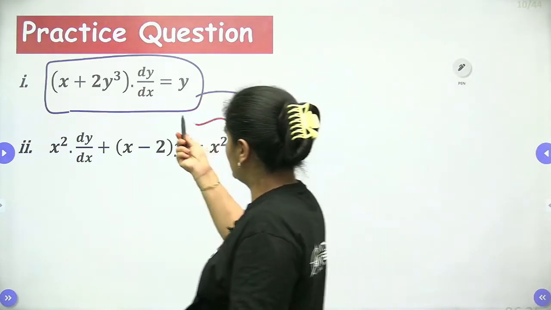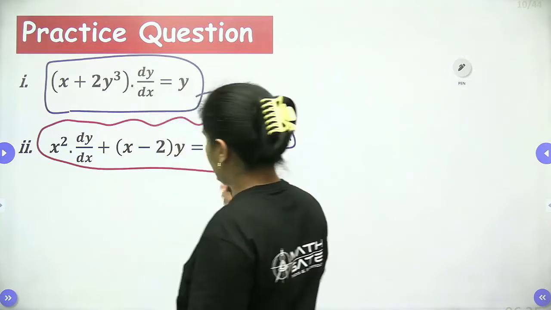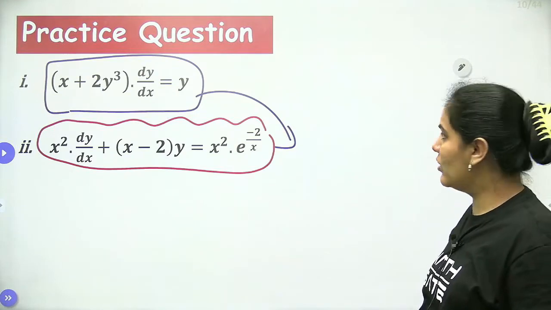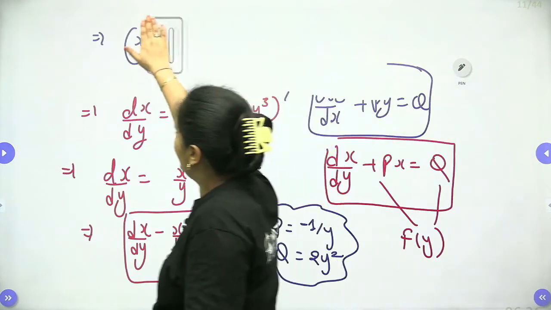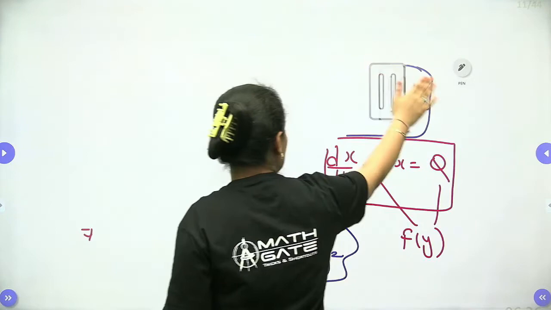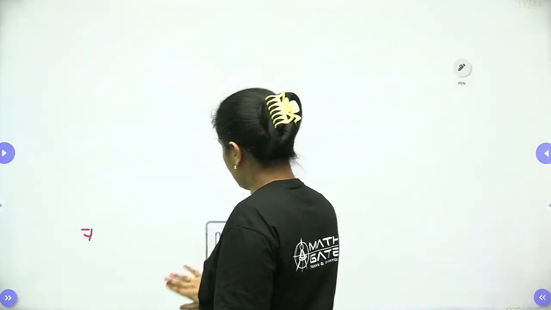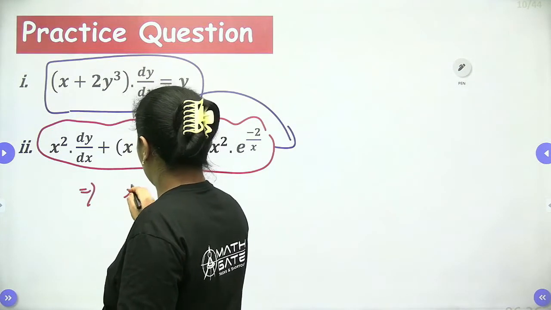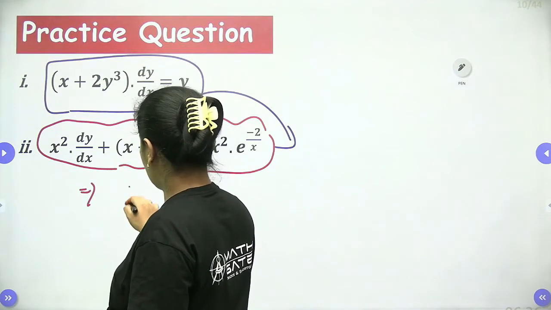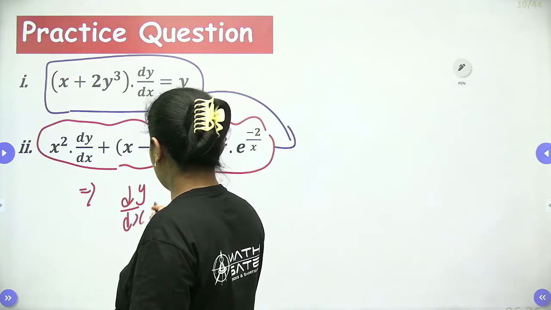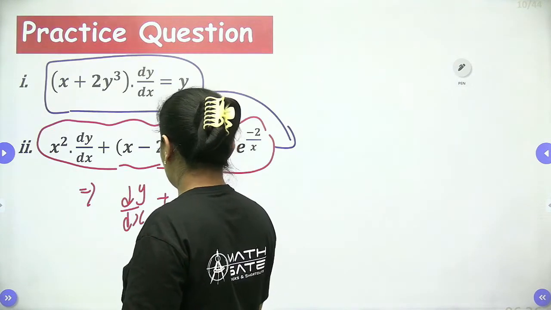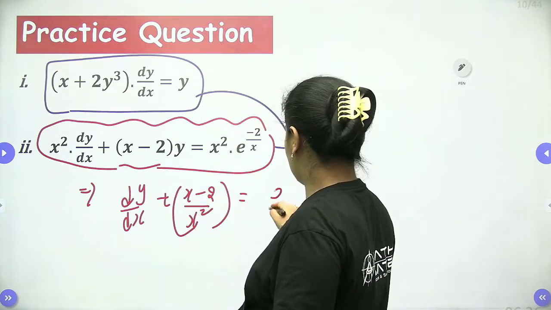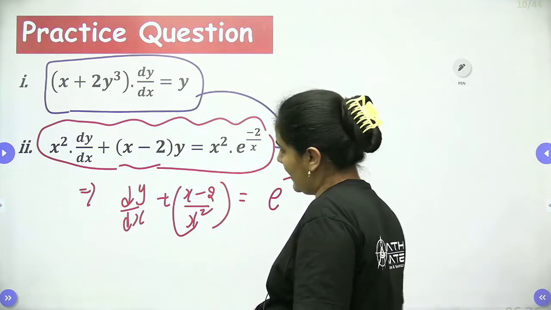Now let's approach a very good example which I can see. We can check whether this one is linear or not. Let's check it, guys. So when we approach this differential equation, let me write it here. Let's start from here. We have to remove this x square. So first of all it will be dy by dx plus (x minus 2) by x square, and x square will cancel out. It will be e to the power minus 2 by x, right?